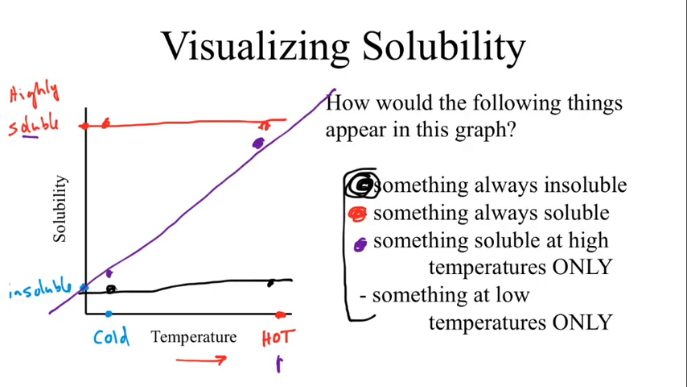Lastly, let's go ahead and draw on our green dot, something soluble at only low temperatures. I don't want it to crowd out our graph too much, so I'm just going to draw a dotted line. Does it really make sense for something to be soluble at low temperatures only?